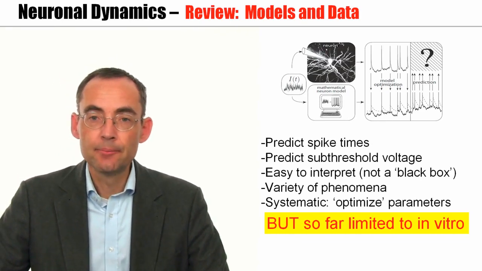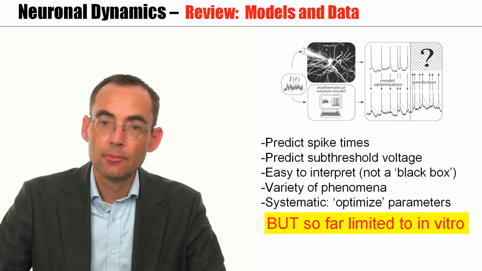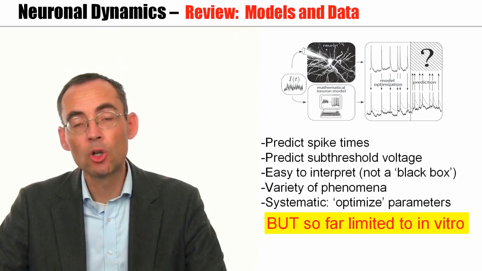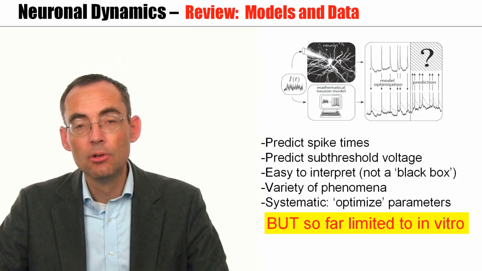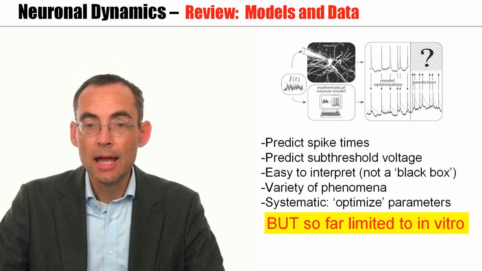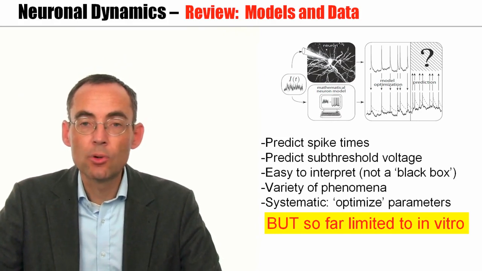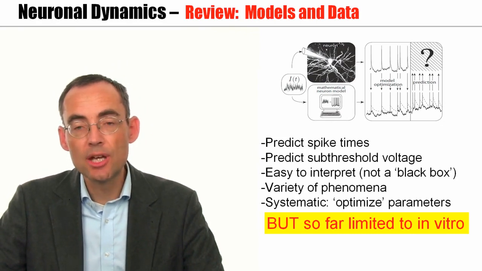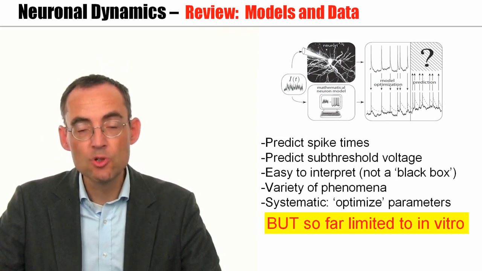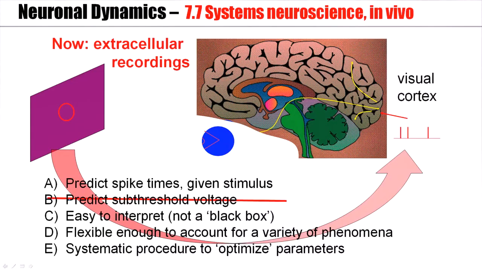We said at the beginning that for a good model, we would want to predict spike times and subthreshold voltage. We want a model that's interpretable, with a systematic parameter optimization procedure. And we have all this for in vitro data. Now for in vivo data, in most cases, recordings are done extracellularly, which means that you don't have access to subthreshold voltage. But it's still a useful model.